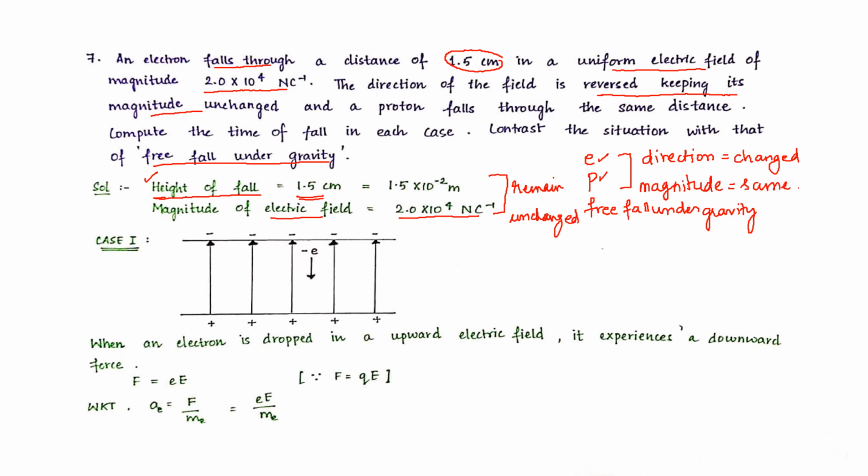Throughout the question, if it's a proton, the height is the same, 1.5 × 10^-2 meter. The electric field will have a magnitude of 2 × 10^4 Newton per Coulomb. And when we go for the other charge, it will remain the same. Now we are considering case 1. Case 1 is of electron.